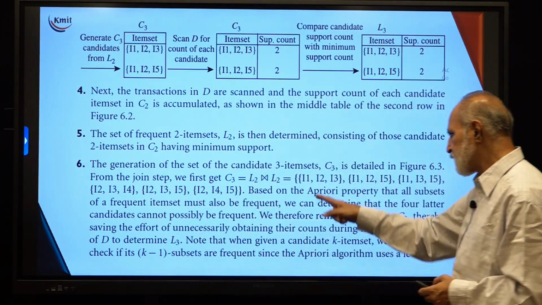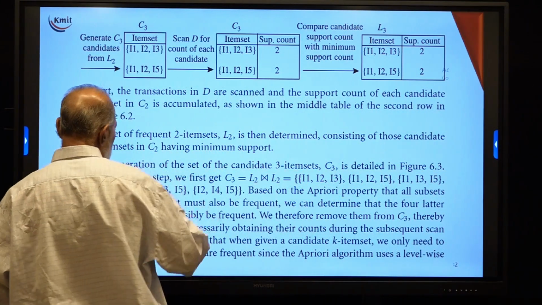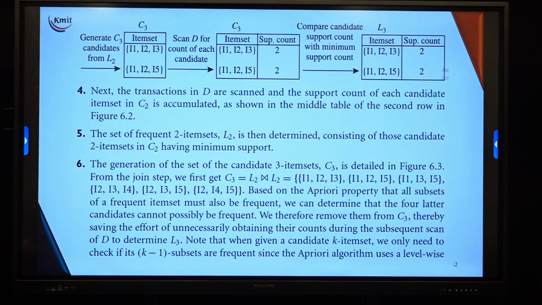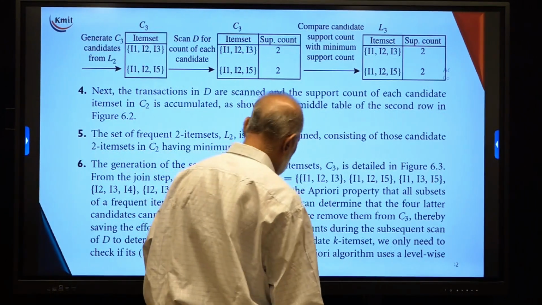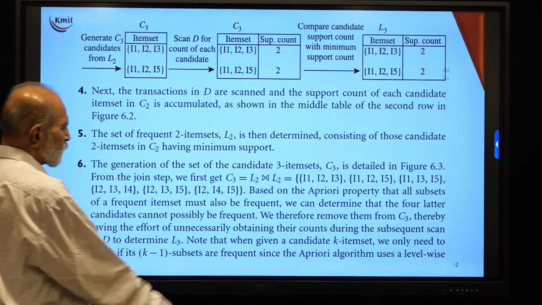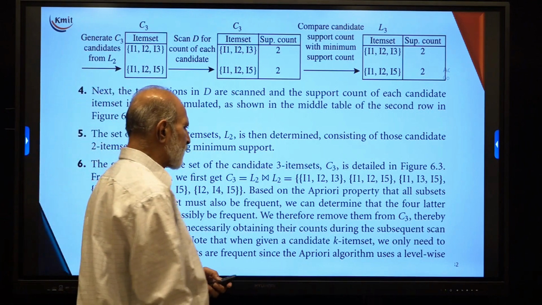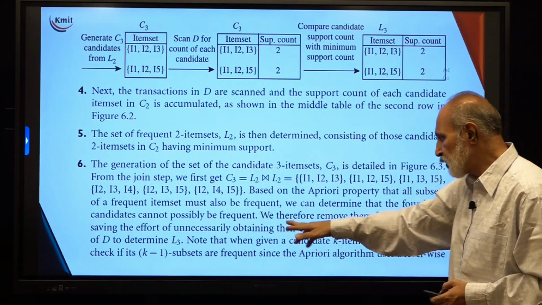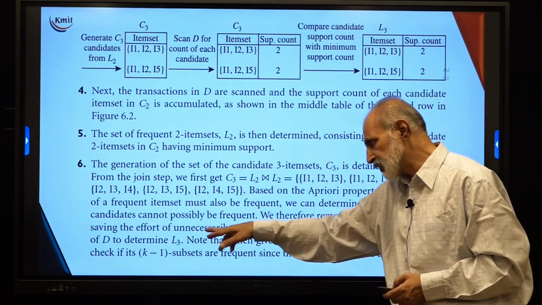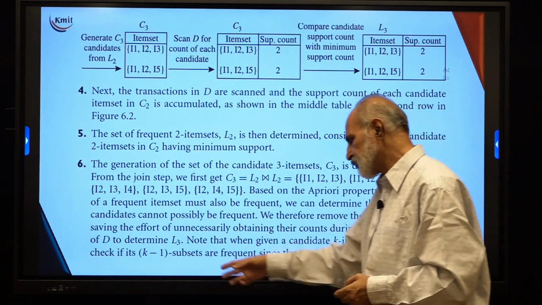So when I go with 3, I have I1, I2, I3, I1, I2, I5 and of course all the available ones. Based on this, the algorithm is called Apriori because the prior information available we are going to use for the next one. That is the reason it is called the Apriori algorithm. This way I can go on finding the entire data set and the association rules. So based on the Apriori property that all subsets of a frequent item set must also be frequent, we can determine that a 4 item candidate cannot possibly be frequent. So I have only 3 item sets available. We therefore remove them from C3, thereby saving the effort of unnecessarily obtaining their count during the subsequent scan of the database. So here we terminate at L3.